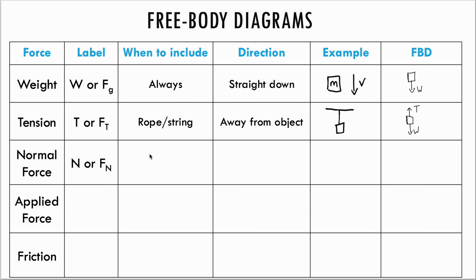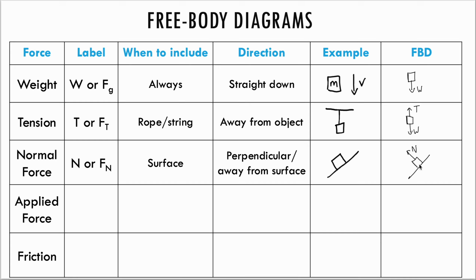Next, normal force. We'll call it N or F sub N. We're going to include it whenever there's a surface. The direction will be perpendicular and away from the surface. For example, let's say we have an object on an incline. We're going to draw the object and the incline. We're going to draw a force away from and perpendicular to the incline. That's going to be the normal force. The weight is still going to be straight down.